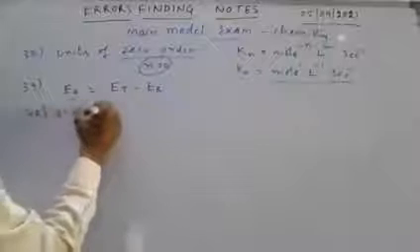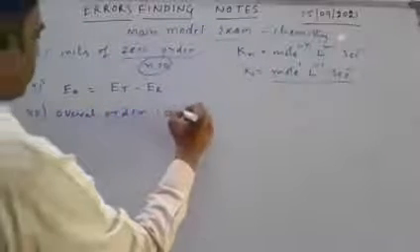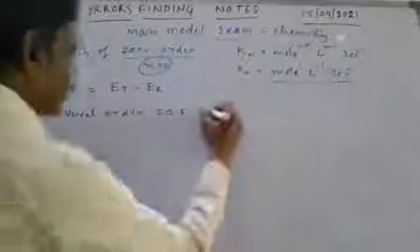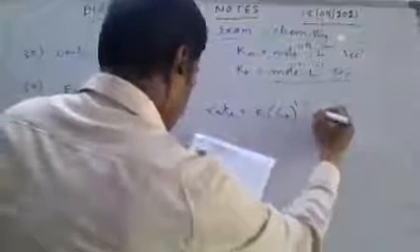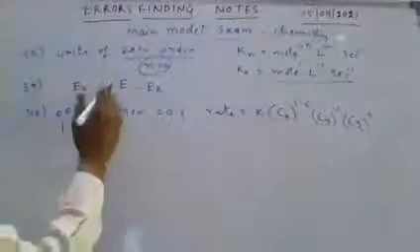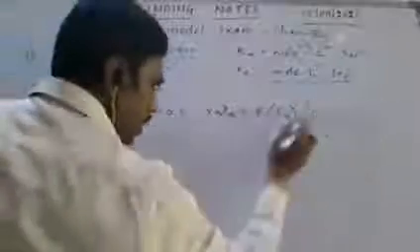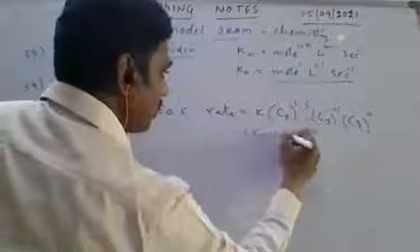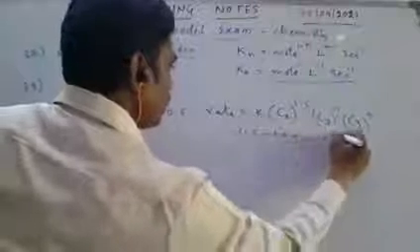Here, overall order is 0.5. Look at the expression: rate is equal to K into Cx to the power 1.5, into Cy to the power minus 1, Cz to the power 0. The order is the sum of the powers of the concentration terms involved in the rate expression. Here the sum of the powers is 1.5 minus 1 plus 0, then you get 0.5.